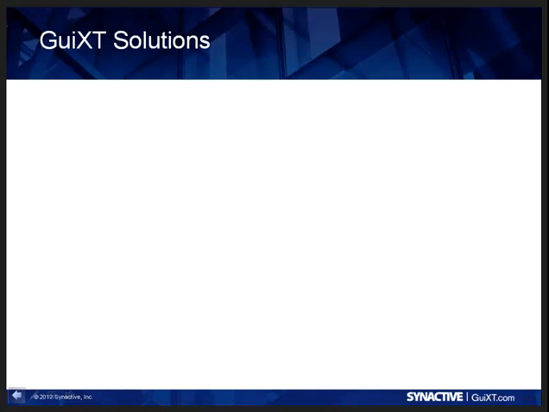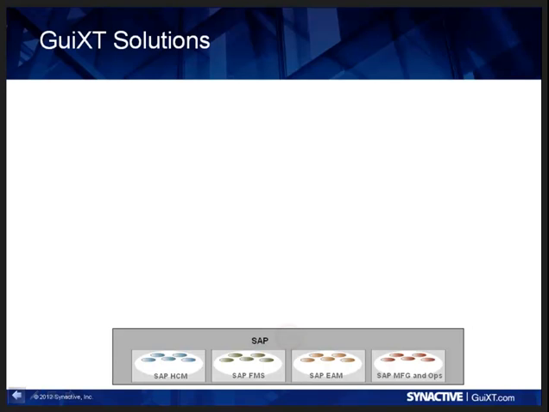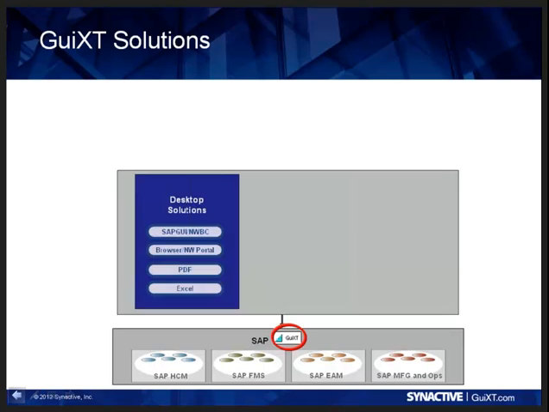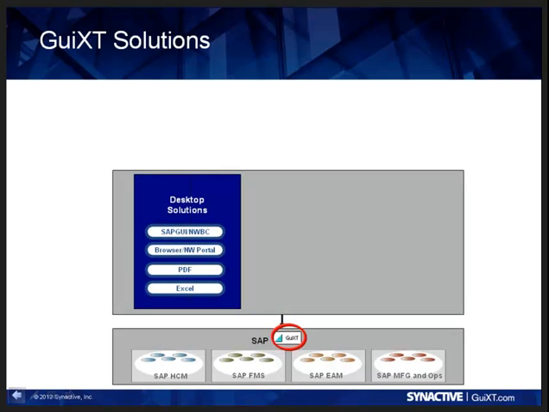Okay, so how do we solve those issues? We have a number of solutions, and so this is a high-level view of the products that we offer on the market. As you know, GuiXT is shipped with SAP. It's a technology that's shipped with SAP, and on top of that, we've built a number of extensions. We have desktop solutions, so we have the ability to customize the SAPGUI screens. We can also embed that within Netweaver Business Client. We have portal-based solutions, browser-based solutions. We have a PDF or an Excel front-end solution for SAP.